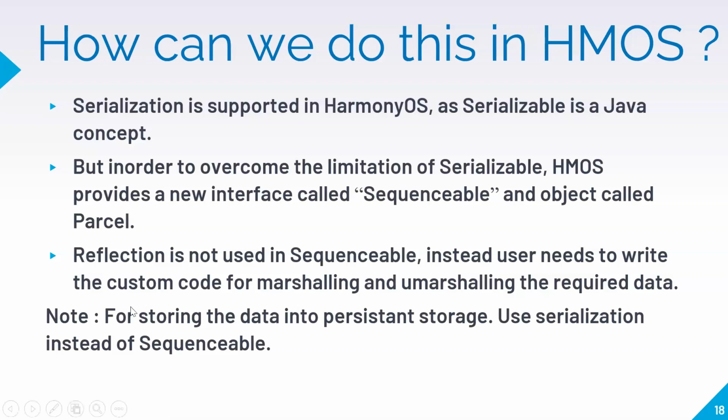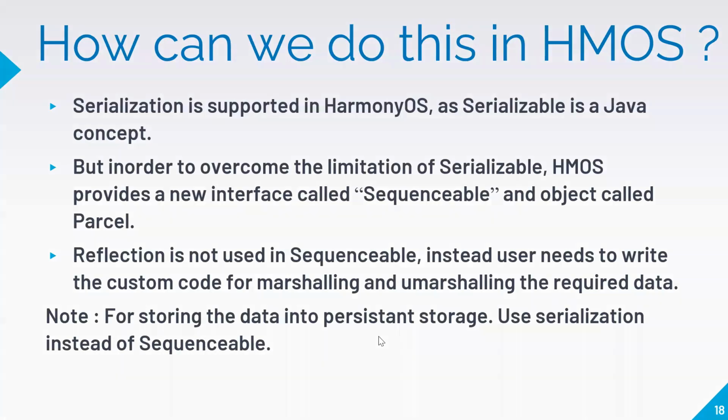One particular thing you need to remember is, if you want to store the data into persistent storage, that is a database, then better use serialization itself instead of Sequenceable, because Sequenceable will be using some parcel object also. In case you make any changes in your parcel object at one point of time, after an initial change, your older data will become corrupted if you use Sequenceable for persistent storage. So you better stick to serialization for storing the data in persistent storage. I hope you guys understood.